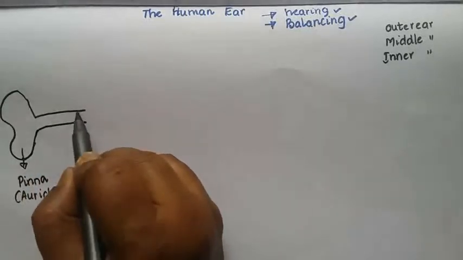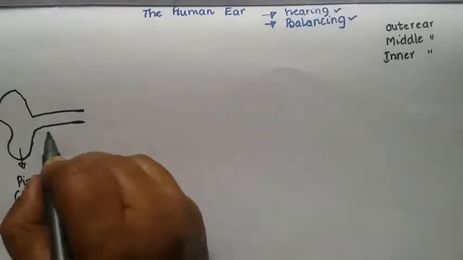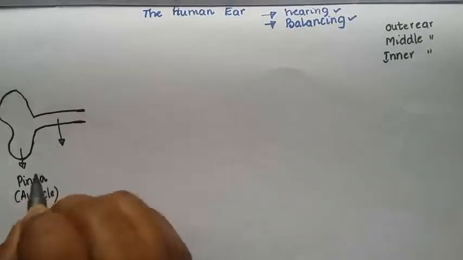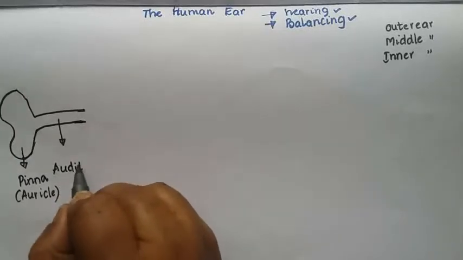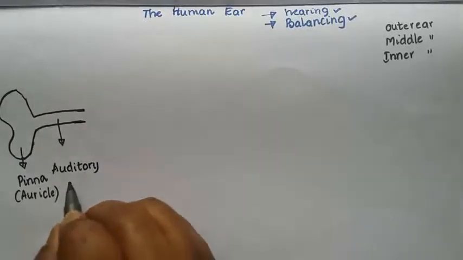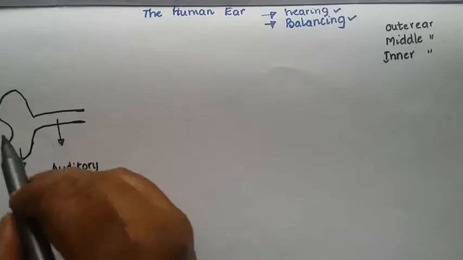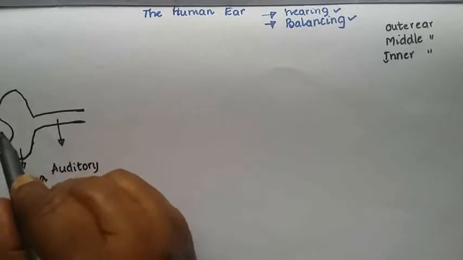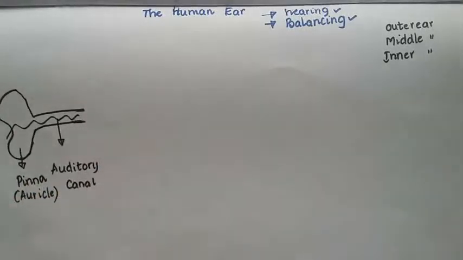So this pinna leads to a passage, and the passage is known as auditory canal. So thus the sound waves which are collected by the pinna pass into the auditory canal.